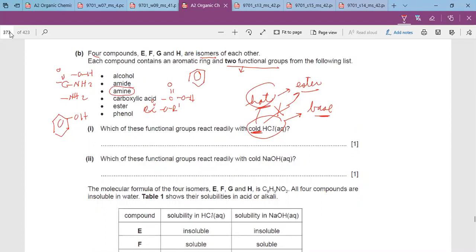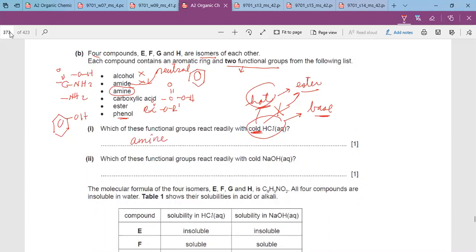All this won't dissolve. Amide, remember, is neutral. You must know, neutral. This one, of course, is a base, it's not acid. So this one is, of course, your amine.